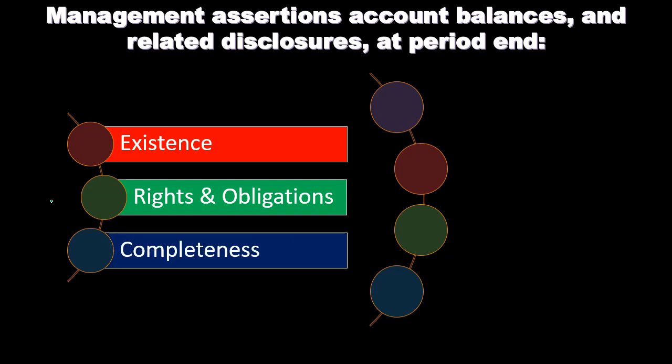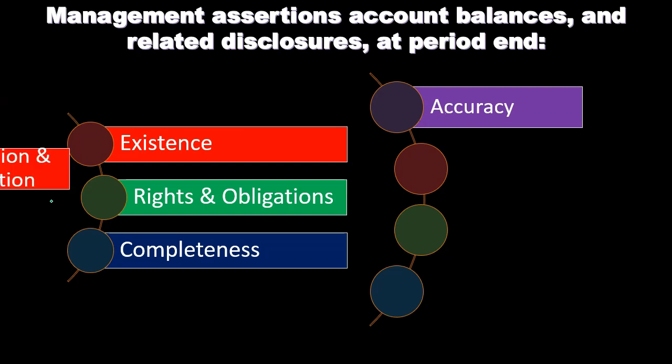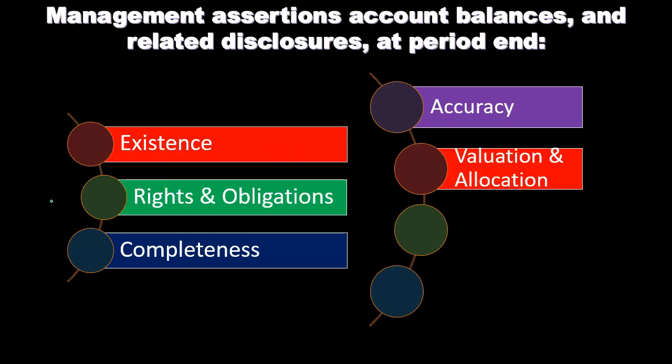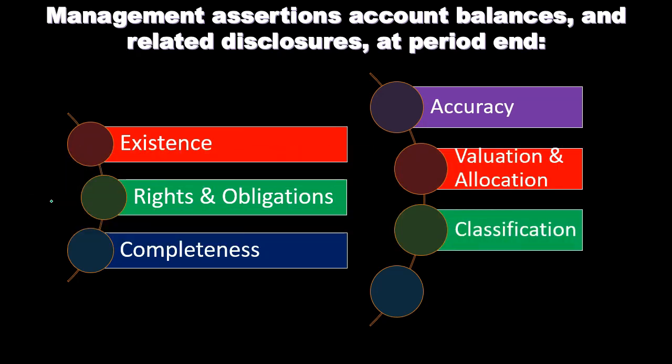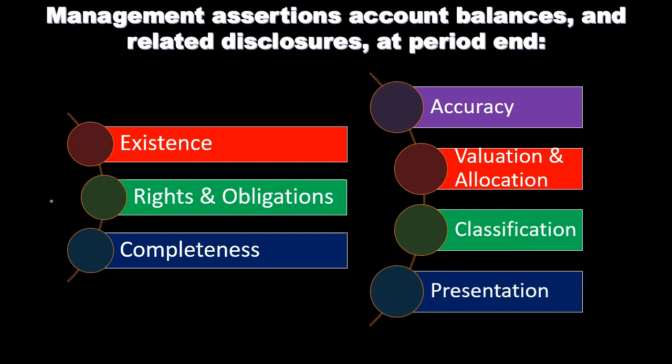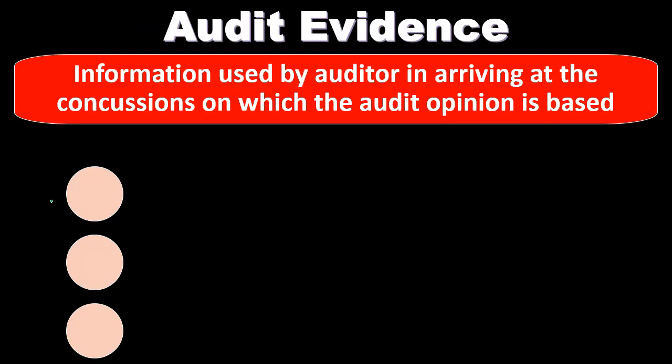Completeness, is everything complete? Is everything there? Accuracy, valuation and allocation, classification, and presentation. So these are going to be the different types of assertions we're going to test, of course, for these different types of assertions. Audit evidence: information used by the auditor in arriving at conclusions on which the audit opinion is based.